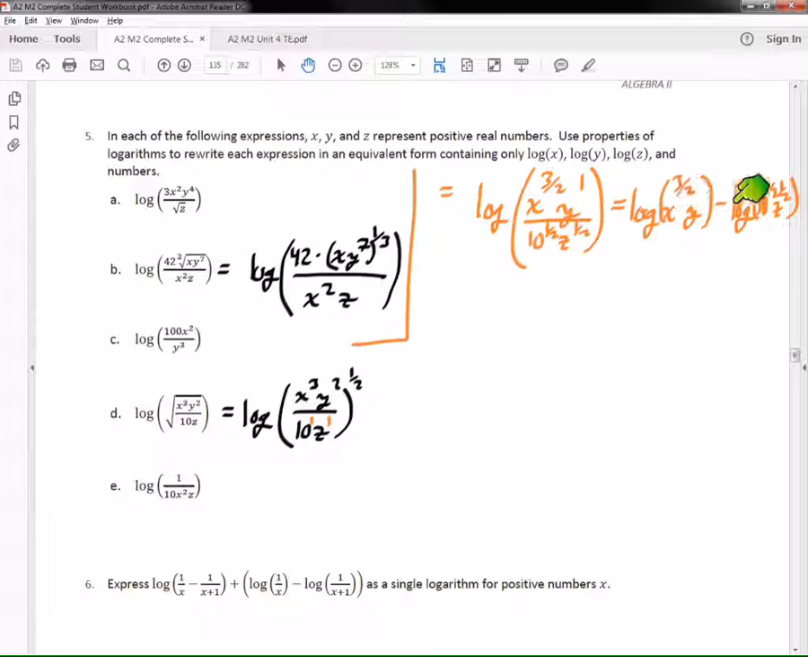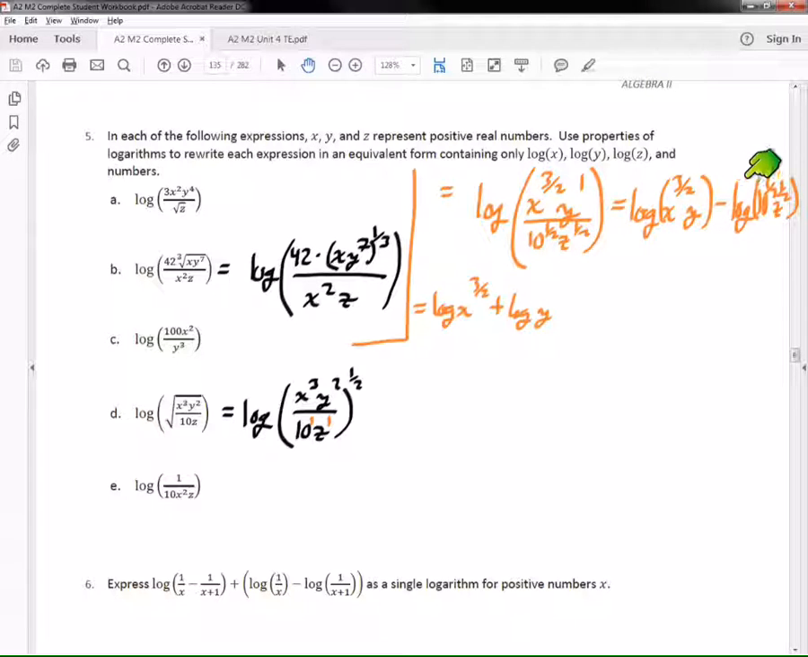I have to do some more expanding to get rid of these multiplying things inside the logs. If you guys have multiplying inside of a log, what do you change it to? Addition. So we're going to say this equals log of x to the 3 over 2 plus log of y. Now I just did the first part. Let's do the second part.